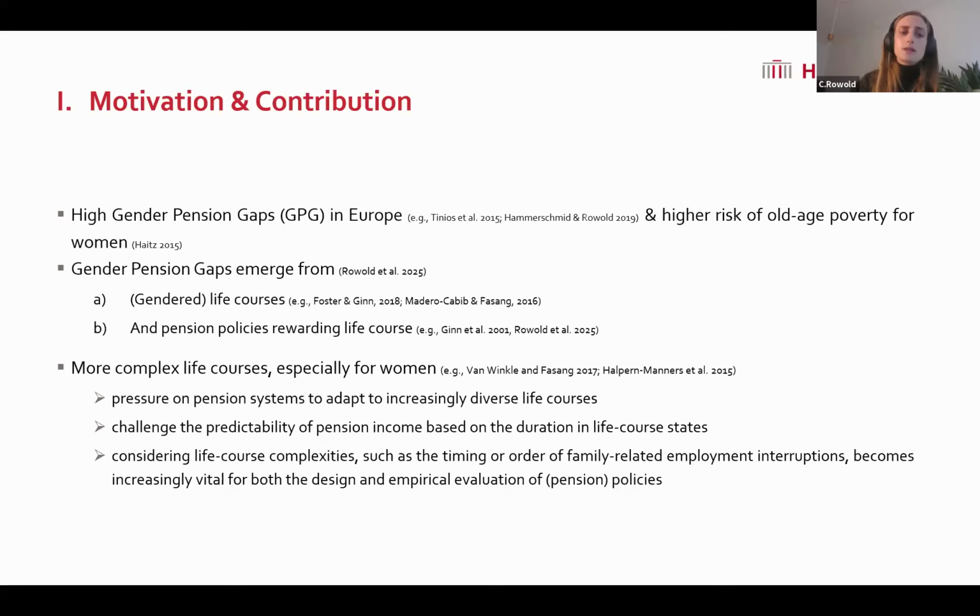The first one is that it puts quite some pressure on pension systems to adapt to those increasingly diverse life courses, but it also challenges the predictability of pensions based on only looking at full-time duration. I say a bit more about this in a second. And then also considering life course complexities becomes more and more important for evaluating policies, but also actually designing such.